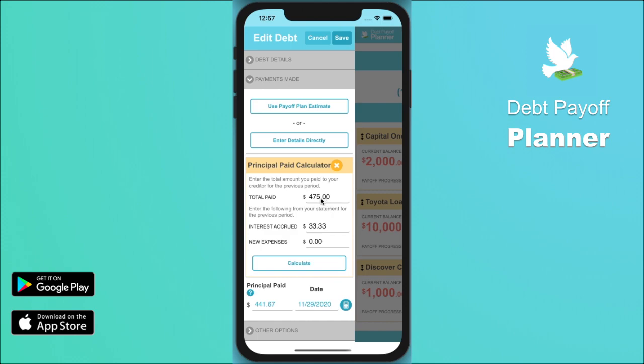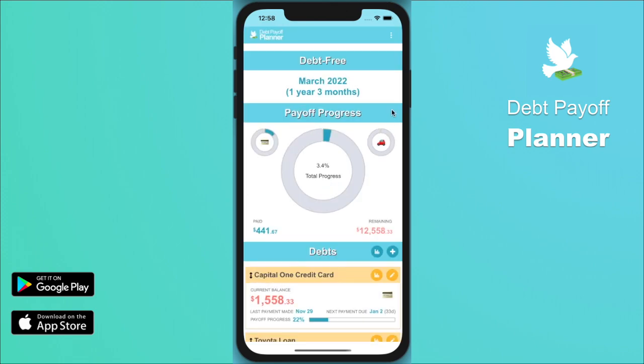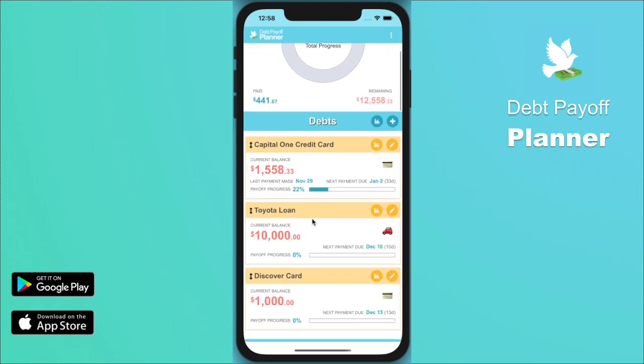So for the $475, it's thinking that the credit card is assessing $33.33 in interest. So it's subtracting that from $475, and then that's roughly the principal paid off. You can always make it more accurate if you want to get the information from your credit card statement, but this should be pretty close. And so once you're done with that, go ahead and click save, and you've basically saved off the fact that you've made that payment. And let's go ahead and do that for the next two as well.